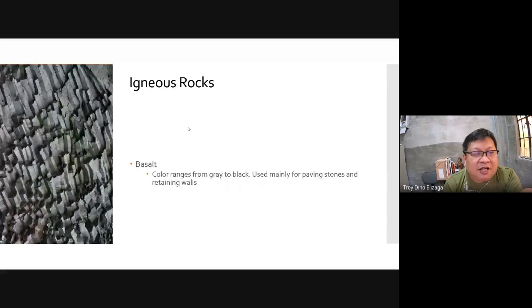Even basalt, whose color ranges from gray to black, is used mainly for paving stones and retaining walls. Normally, if it's used for paving stones, you cannot smooth it, so it's always rough.